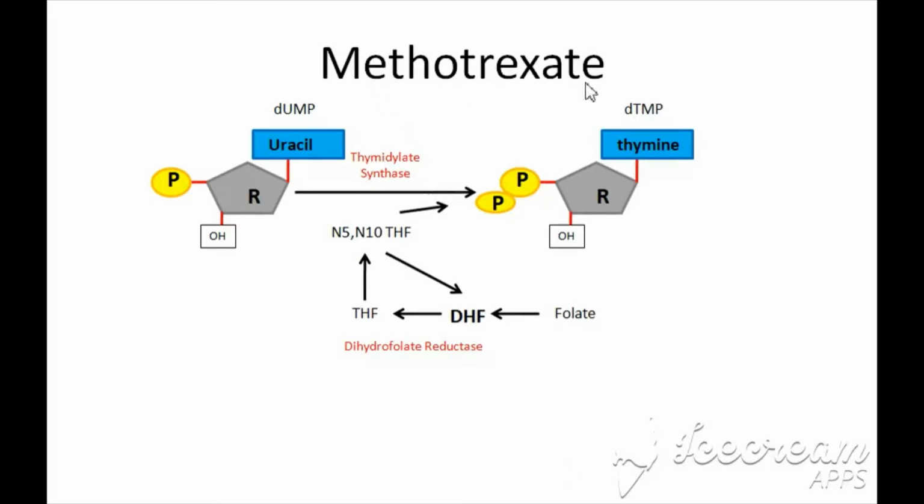The next drug is methotrexate. Methotrexate could be used as a chemotherapy drug, and it could also be used as an immunosuppressant. The mechanism of action of methotrexate is that it mimics the structure of dihydrofolate, and that gives it the ability to bind to the enzyme dihydrofolate reductase and inhibit it. When dihydrofolate reductase is inhibited, that will decrease the amount of N5-N10 tetrahydrofolate that is available, and that is thus going to prevent the synthesis of thymidine.